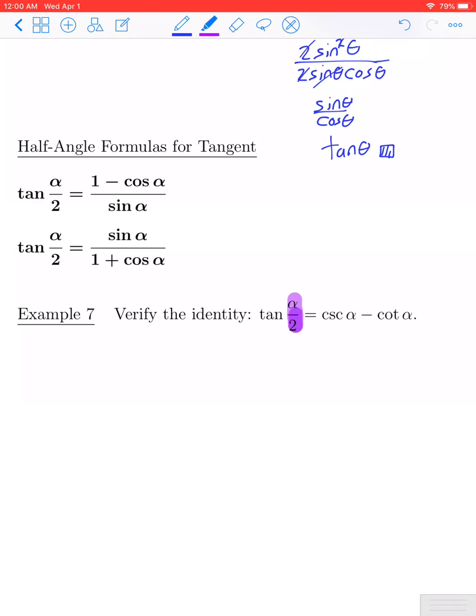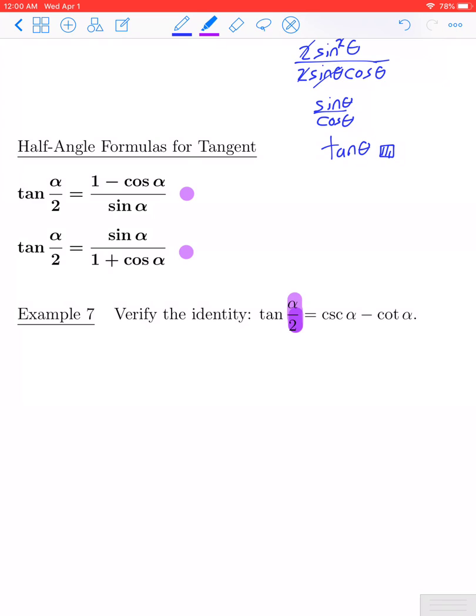Again, ask yourself the question, how are these 2 sides of the equation similar? How are they different? Well, obviously, the left-hand side has an alpha divided by 2. The right-hand side just has the angle alpha. So I probably want to make a choice for the tangent of alpha over 2. I either have the first formula or the second formula. Once I pick one, I then need to show that that's going to be equal to the cosecant of alpha minus the cotangent of alpha.